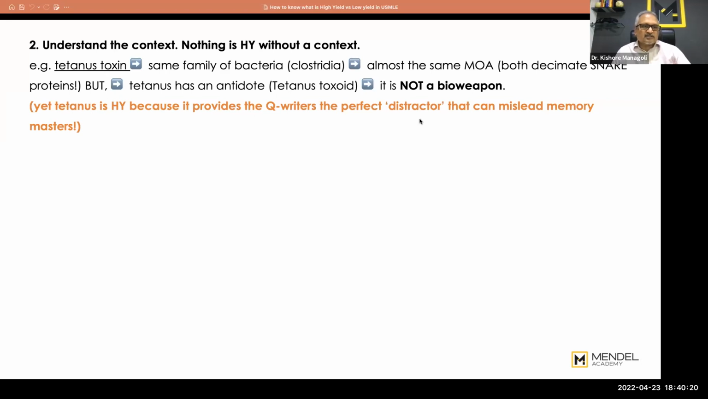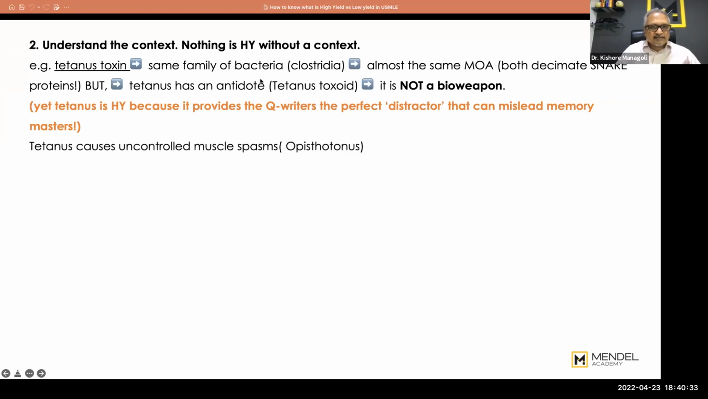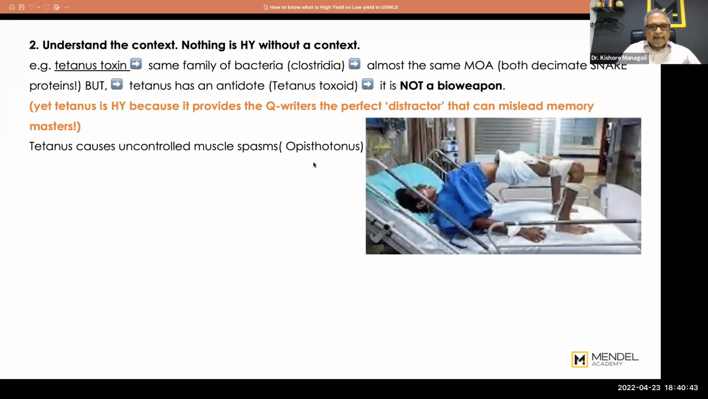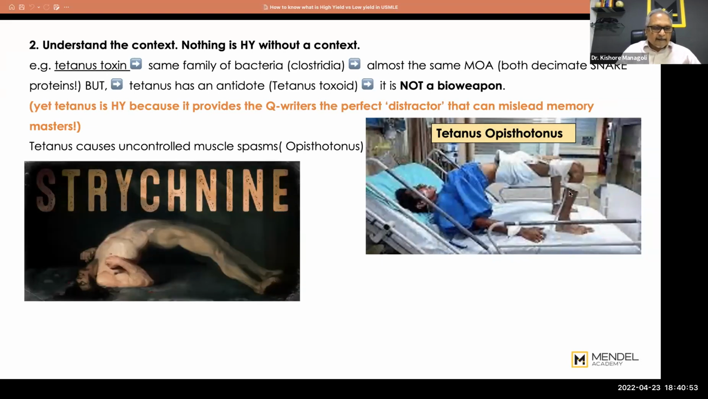There are students who like to just memorize stuff, and they can easily be thrown off guard by using this as a distractor. So you need to know again everything about tetanus. Now, tetanus, although it has the similarities that we have seen, has exactly the opposite effect. It causes uncontrolled muscle spasms, not flaccidity. See, this is a case of opisthotonus that you see in a real case of tetanus. There have been paintings that have been made on opisthotonus.